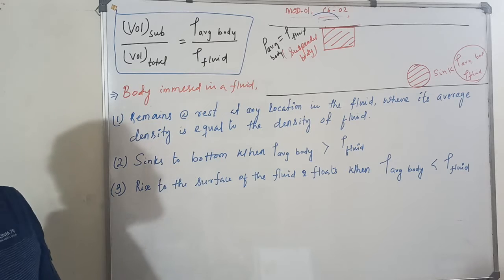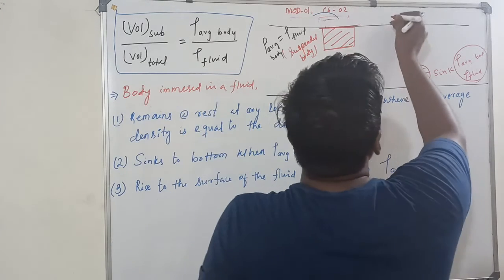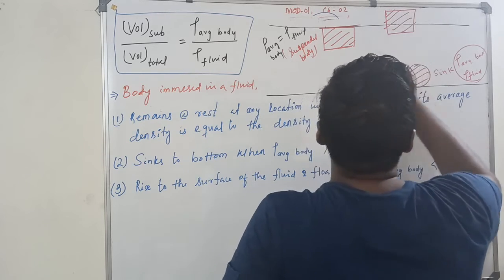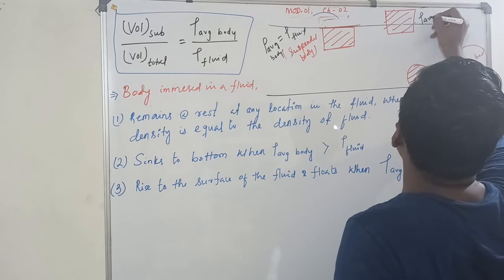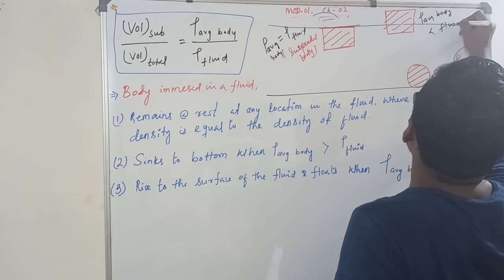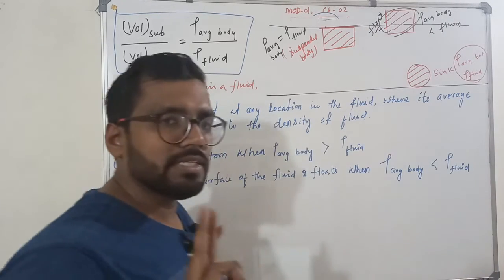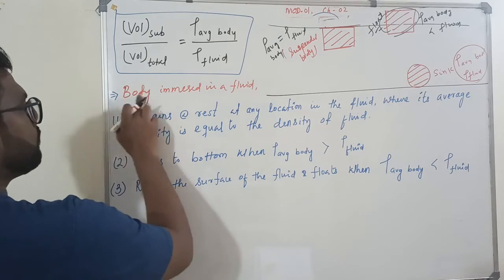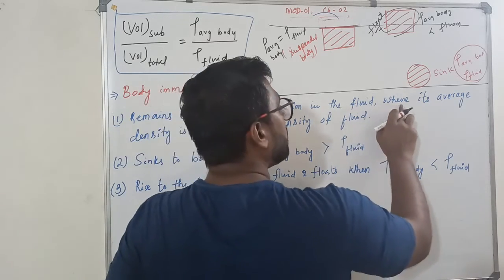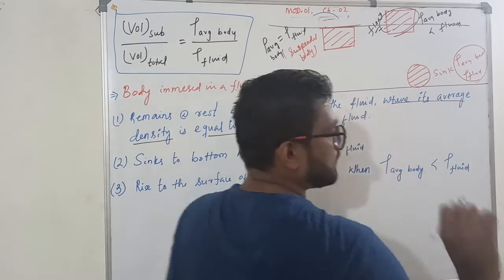Now what if it is less? What if it is less? If it is less, then it will float. If the average density of the body is less than the density of fluid, then the body will float. So we have three conditions here. Number one, if a body is immersed in a fluid, it remains at rest at any location in the fluid where its average density is equal to the density of the fluid.